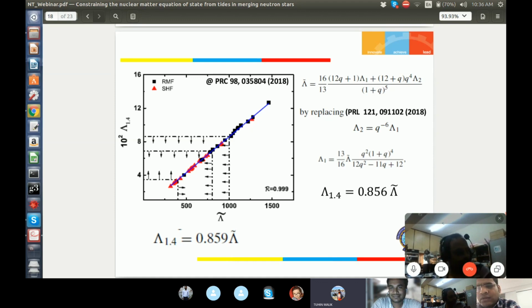But if you take the approximation on the other side that lambda is proportional to the sixth power, then we express lambda 2 in terms of lambda 1 by q to the power minus 6. If we substitute it into the effective tidal deformability, there also one can get that the individual tidal deformability is related to the effective one in this way. If you derive it analytically, the approximation is that lambda is actually proportional to radius to the power 6 instead of 5, if you neglect the Love number.